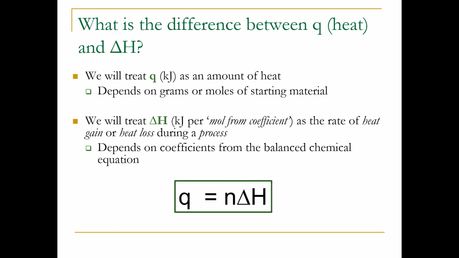So here's a very simplified idea from this. Q is an amount of heat based on the amount of starting material that you have. And n represents this mole coefficient.